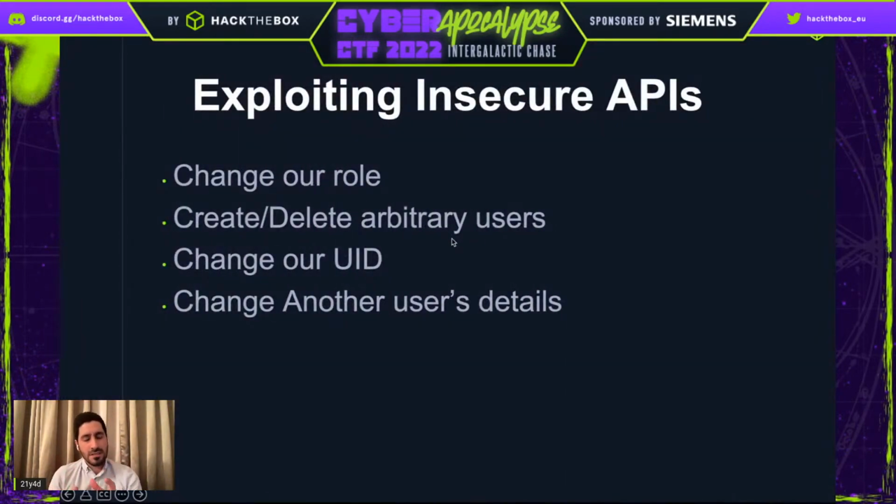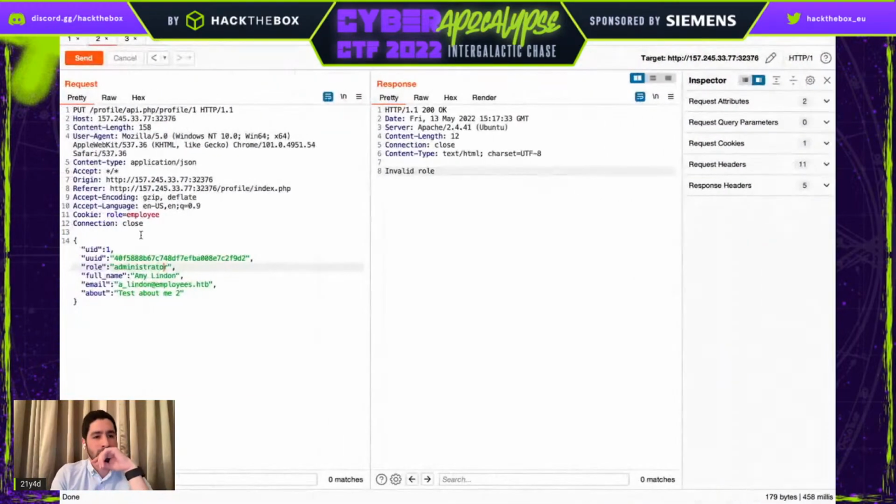What this is teaching us is sometimes a single vulnerability may not work, but if we have multiple vulnerabilities, as we will see now, we may be able to put them together and chain them together and reach something that we can use. Okay, let's try the third thing, change our UID.